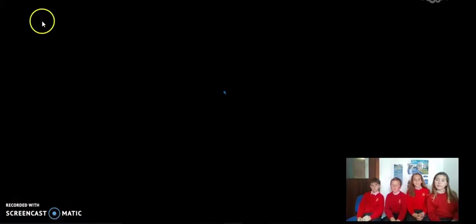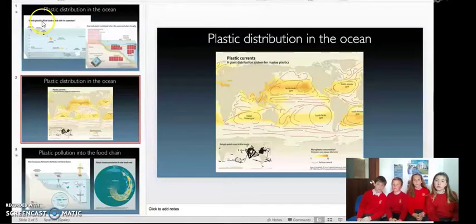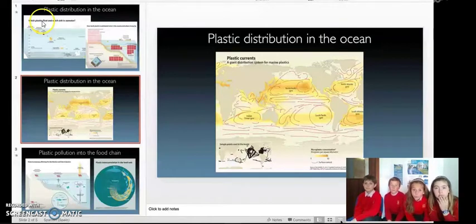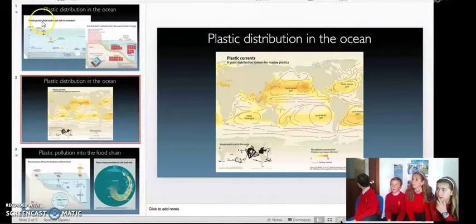But basically, it is not easy to actually map plastic in the ocean. There is some work that is being done. The illustration on your screen. Do you see an illustration on your screen now?